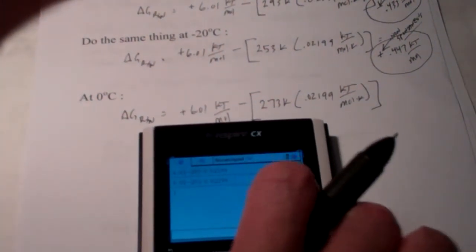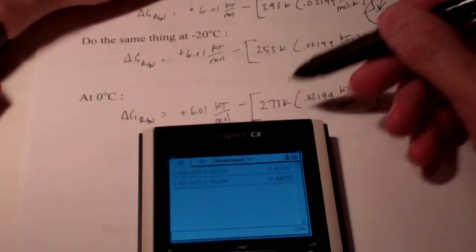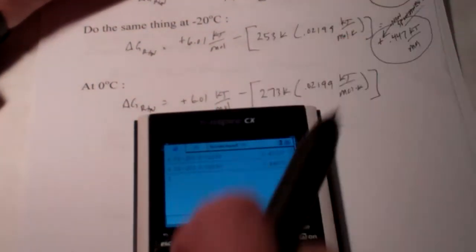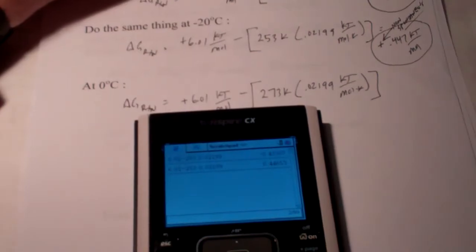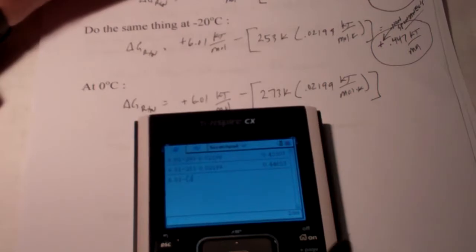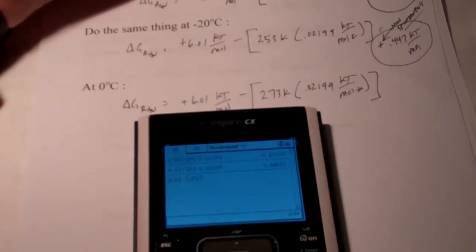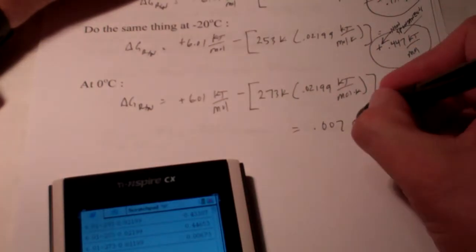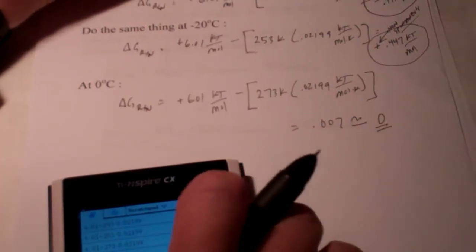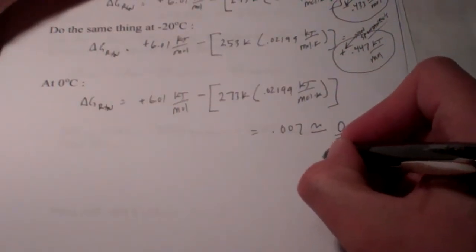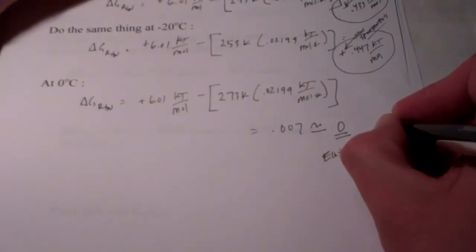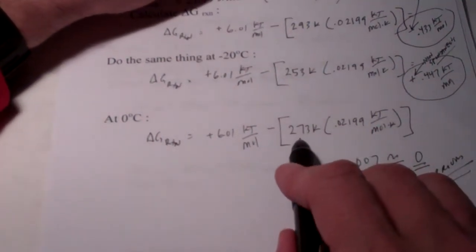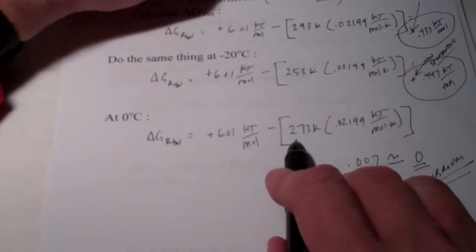And we should get an answer pretty close to 0. I did round off my temperature to the nearest whole number, so we could have a little rounding issue. The last digit might not be 0, but let's see what it is. 6.01 minus 273 times 0.02199, and I end up with 0.007, which I'm going to say is pretty doggone close to 0, which means that this reaction is at equilibrium. So that temperature tells us it's melting and freezing at the same rate.